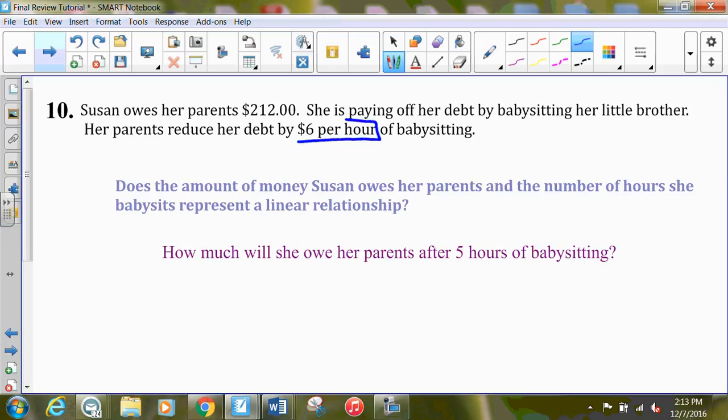That's our rate. That's our rate of change. So every hour that she babysits, she makes $6, which she can then reduce her debt with if she turns around and gives that to her parents. So that's our clue that yes, it is linear. So we can say yes. And then it says, how much will she owe her parents after 5 hours of babysitting?